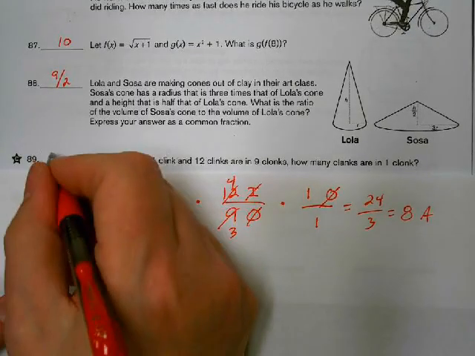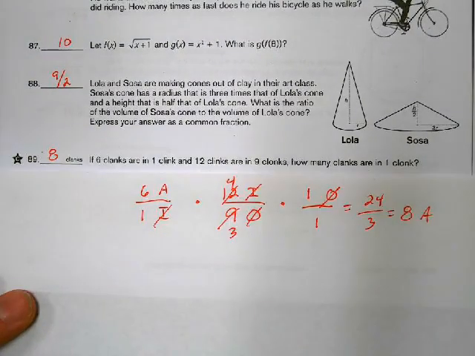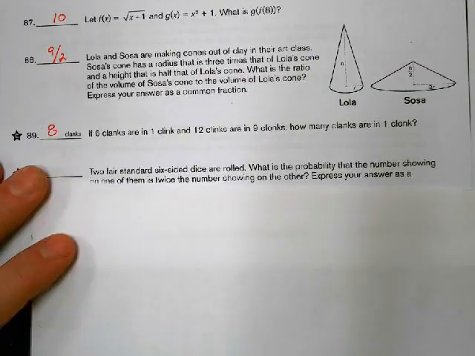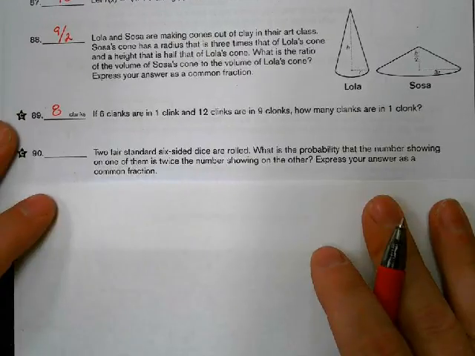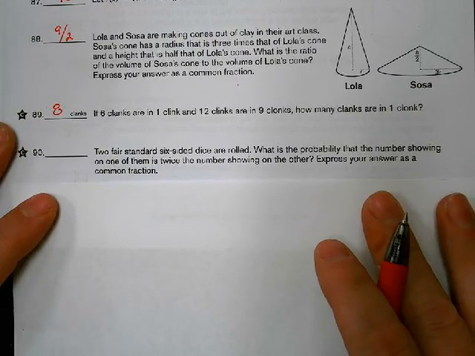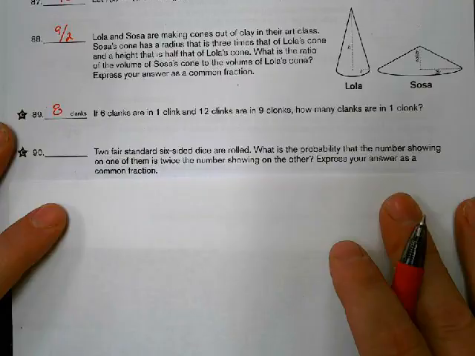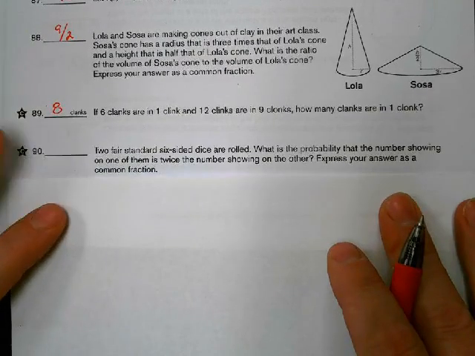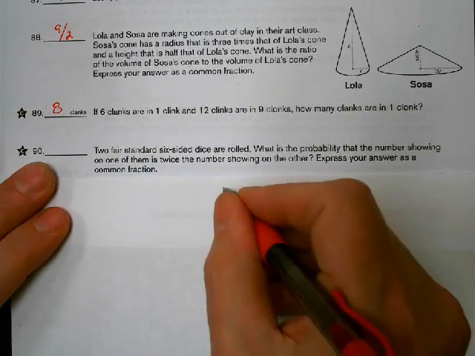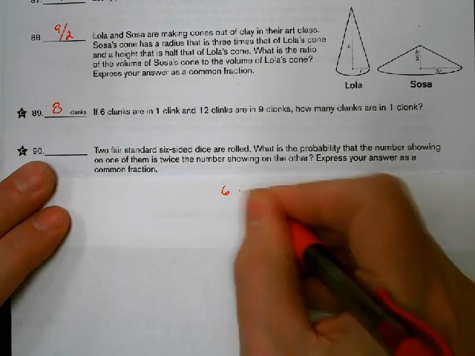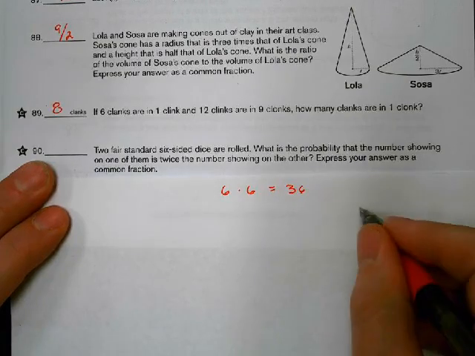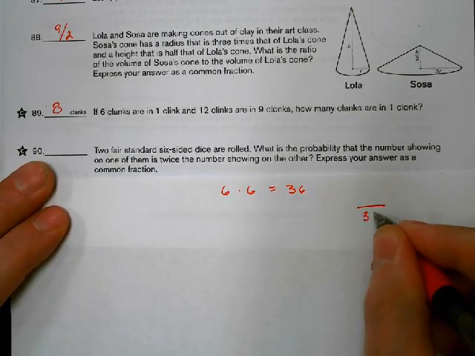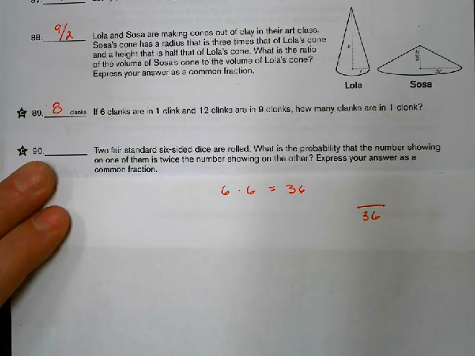Last one. 2 fair 6-sided dice are rolled. What is the probability the number showing on one of them is twice the number showing on the other one? Okay, so if I'm rolling 2 dice, there's 6 ways to get the first one. There's 6 ways to get the second dice. That is a total of 36 different ways to get an outcome from 2 dice rolls. So that's my denominator. Now I want to know what is the probability that the number showing on one of them is twice the number showing on the other one.